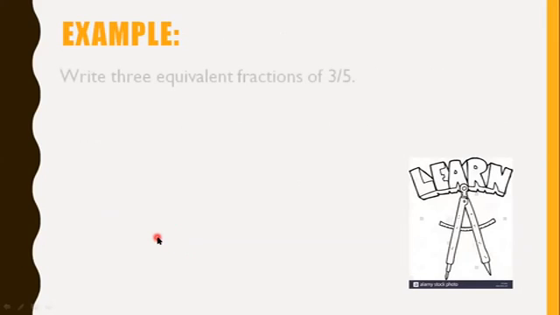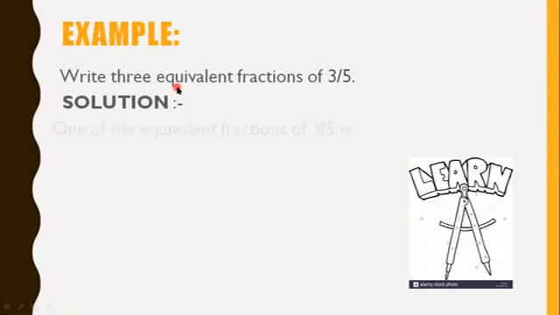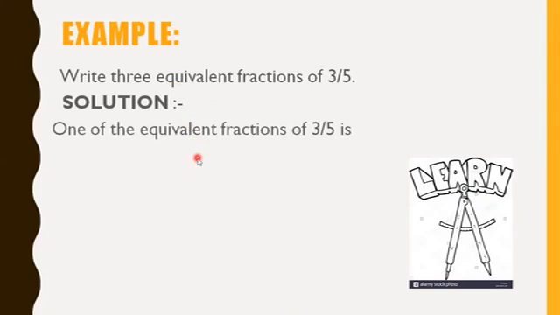Next, equivalent fractions. Write 3 equivalent fractions of 3 by 5. This you have also learned in previous classes. So let us see how we will write equivalent fractions. Equivalent fractions of 3 by 5: we write 3 into 2 by 5 into 2. So 3 into 2 is 6, 5 into 2 is 10. So 6 by 10 is one equivalent fraction.